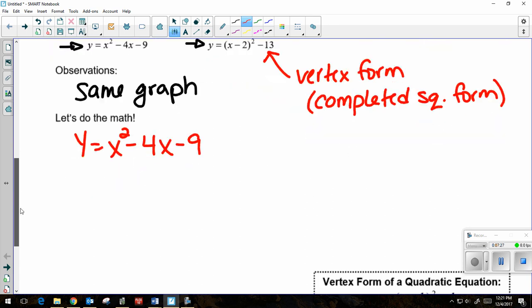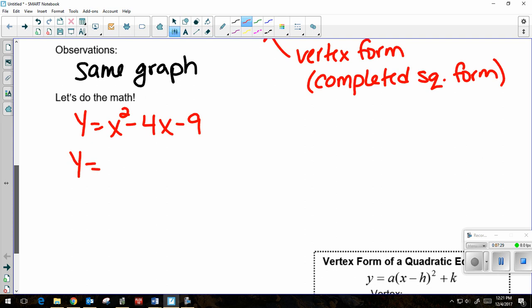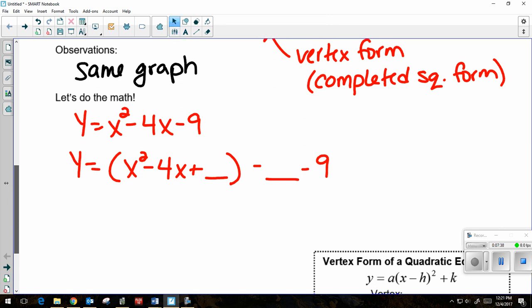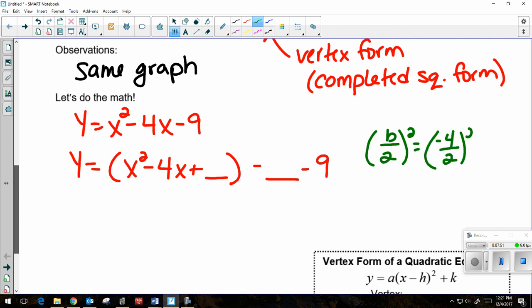So just like we did in the do now, I'm going to set it up with two blank spaces, a plus blank inside and a minus blank outside. So if you want, you can pause the video and try it on your own and then pick back up, or you can just continue following along. So b over 2 squared. In this case, it's negative 4 over 2 squared, which gives me 4. So I'm putting a 4 in each blank space.